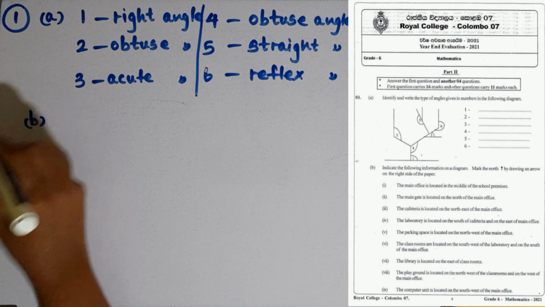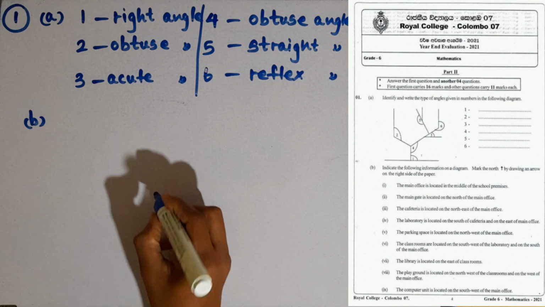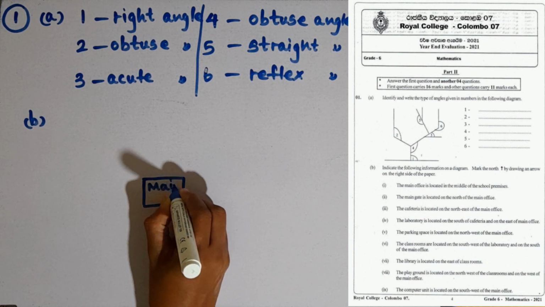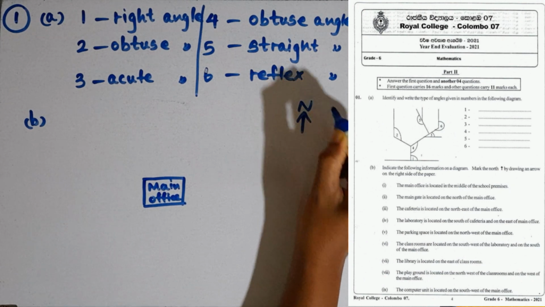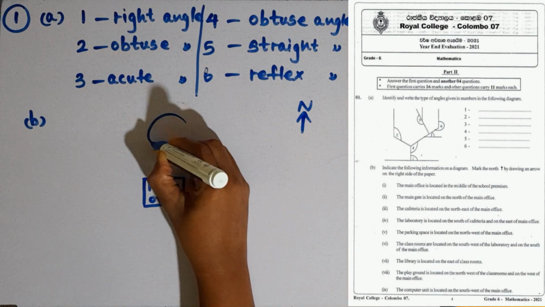Then B part, indicate the following information on a diagram. Mark the north by drawing an arrow on the right side of the paper. First instruction: the main office is located in the middle of the school premises. So we have to draw the diagram of the main office here. Then I'll indicate the north direction in this direction. Then the main gate is located on the north of the main office. So, this should be the main gate.